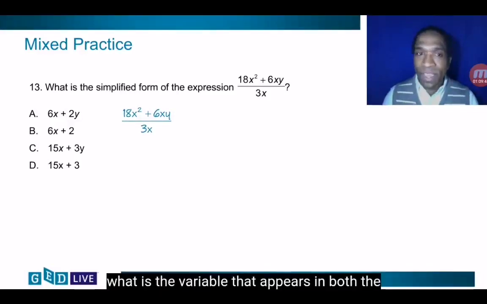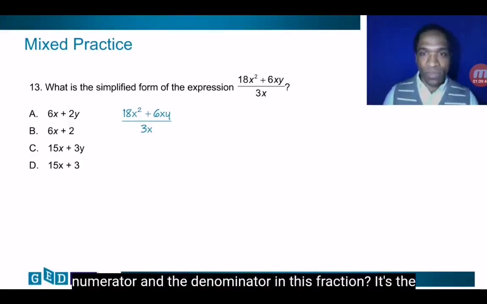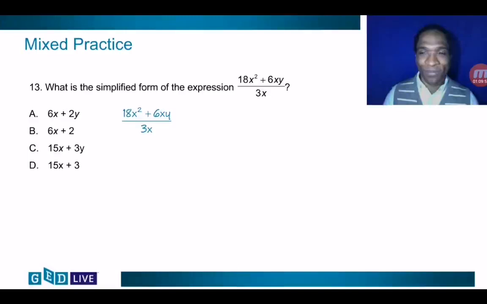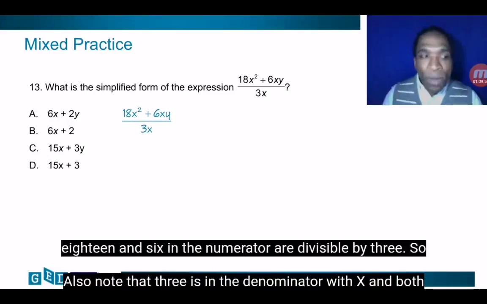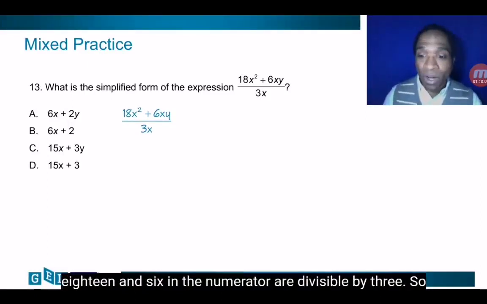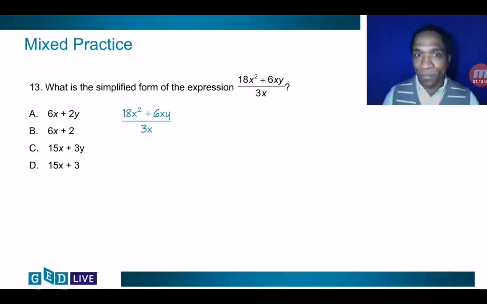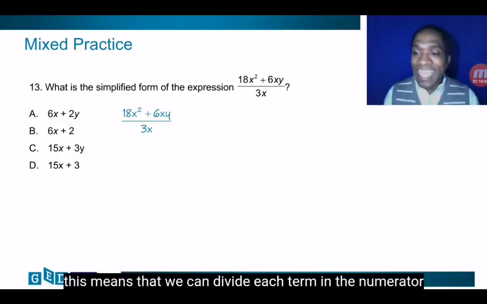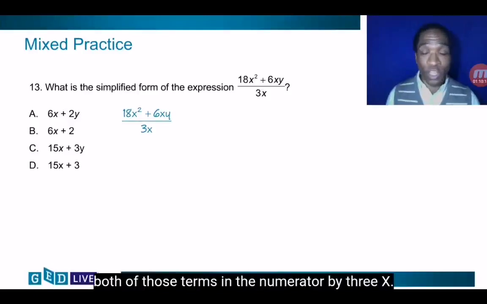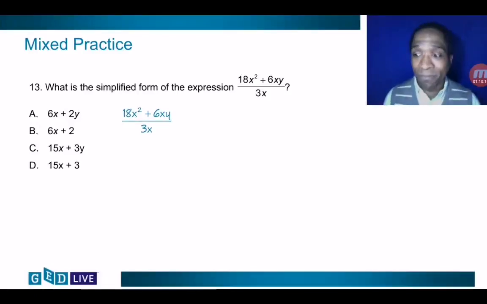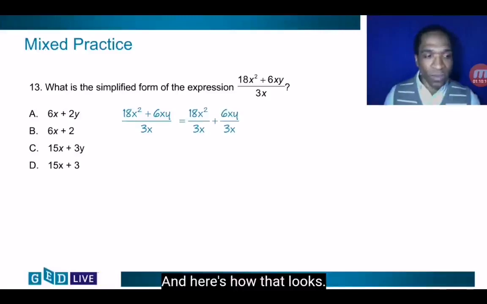Now, what is the variable that appears in both the numerator and the denominator in this fraction? It's the x, right? Also, note that 3 is in the denominator with x, and both 18 and 6 in the numerator are divisible by 3. So this means that we can divide each term in the numerator by both 3 and x. So in other words, we can divide both of those terms in the numerator by 3x. And here's how that looks.